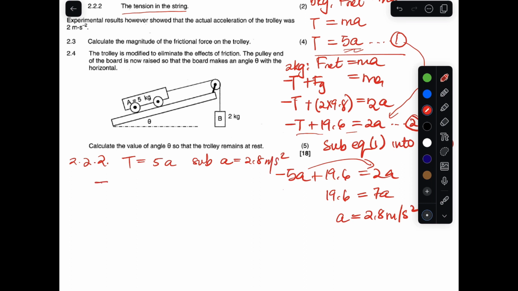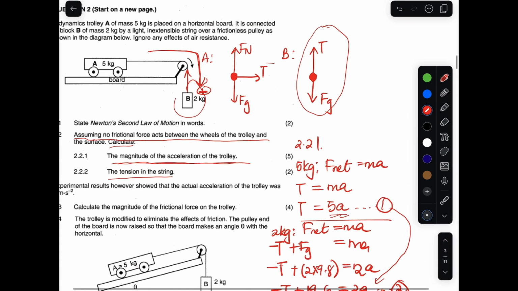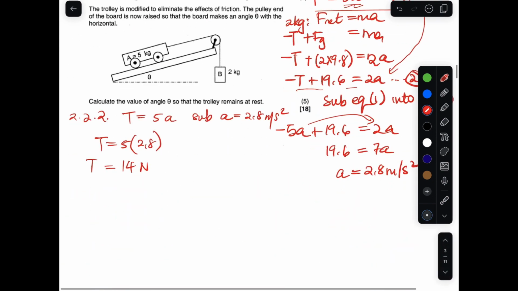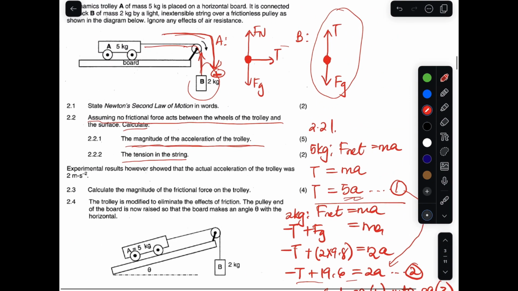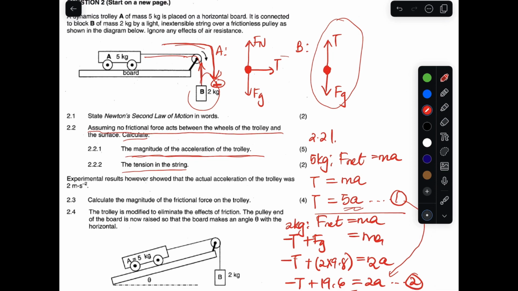So it's going to be T is equal to 5 times 2.8, which is equal to 40 newtons. So the tension between the two is 40 newtons, the tensile force there. Right? Now, guys, that was a theoretical thing from what we are given.